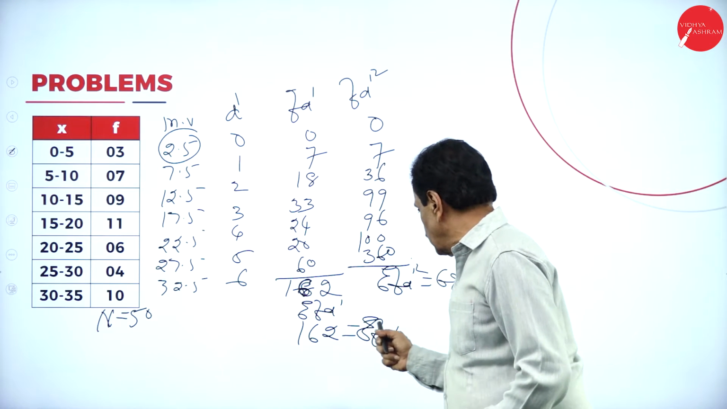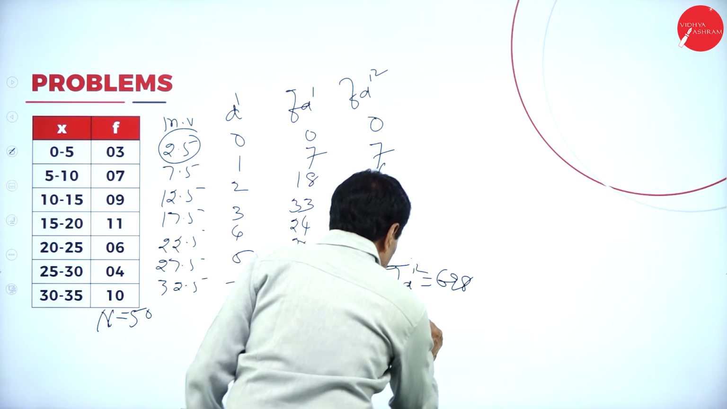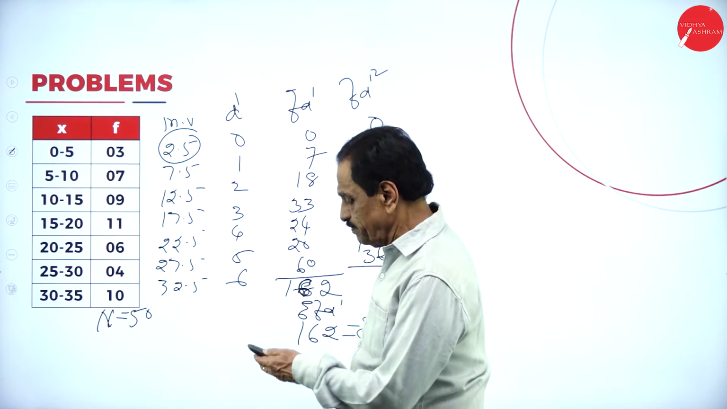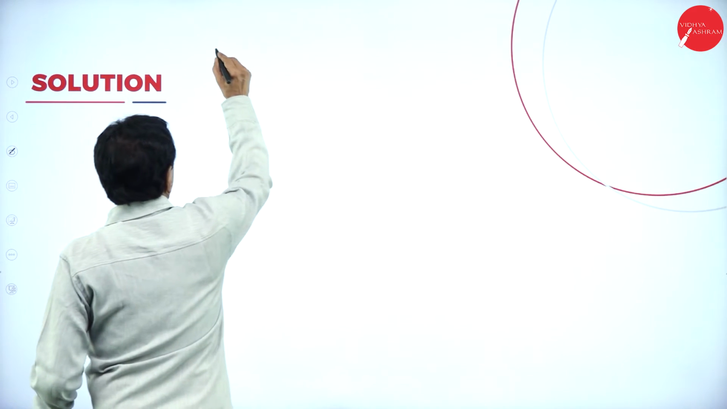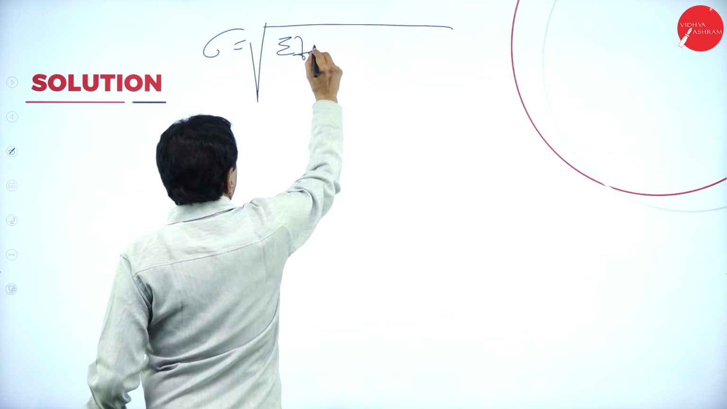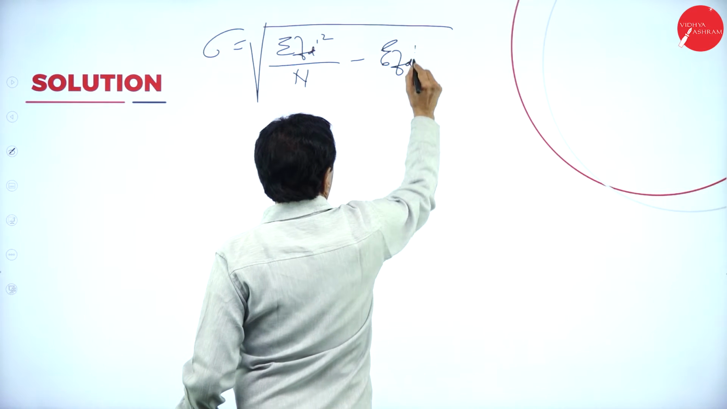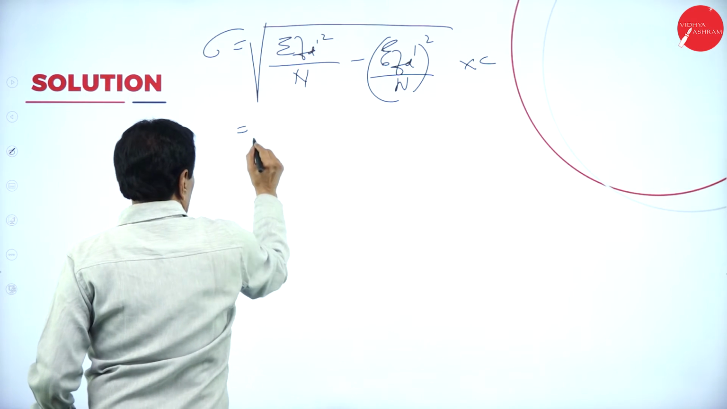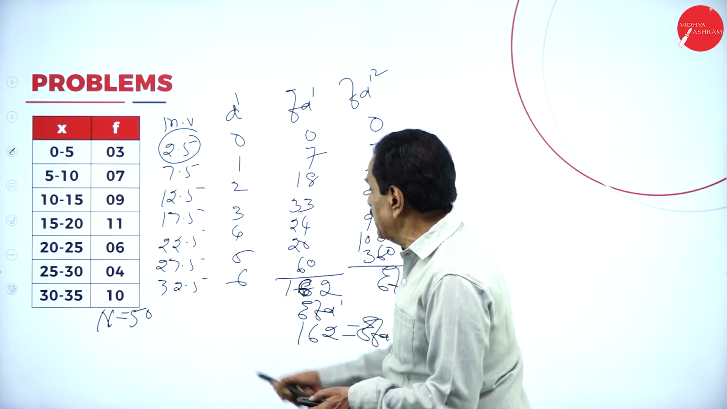So your f d dash is 162, f d dash square is 698. Okay, apply the formula now. 0 to 5 is 5, n is 50. Standard deviation is equal to root of sigma f d dash square divided by n minus sigma f d dash divided by n, whole square, into c, is equal to root of... What is sigma f d dash square? 698 divided by 50.